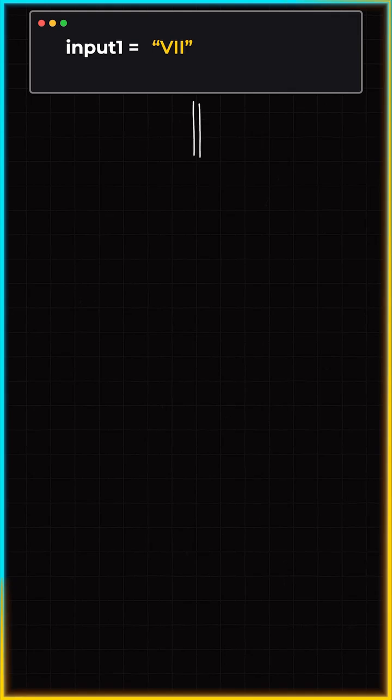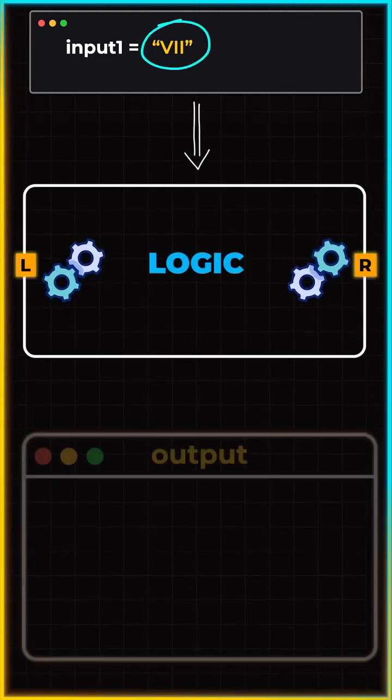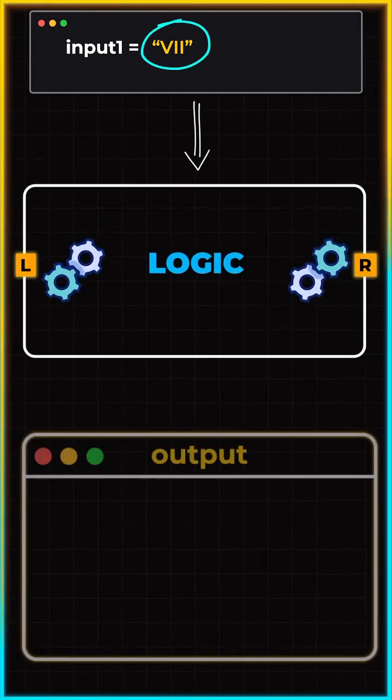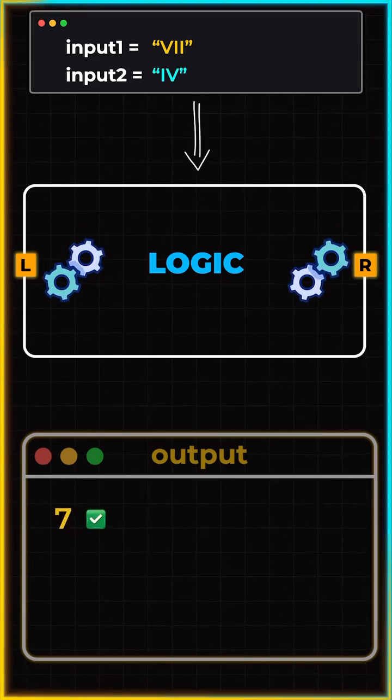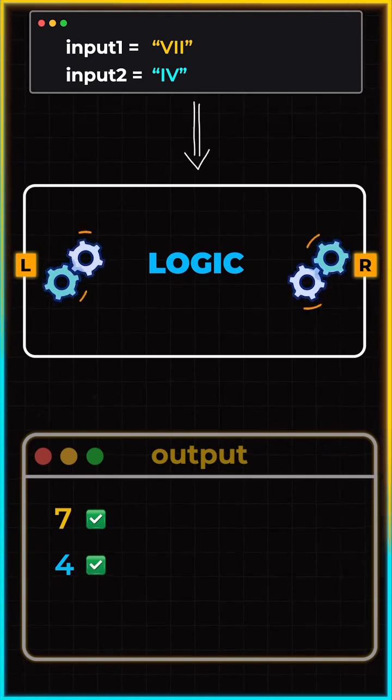Suppose we have been given a Roman numeral and we need to convert it into the corresponding integer format. We can easily say the output is going to be 7. Similarly, if the Roman number was, the output is going to be 4. But wait, here is an important thing to focus on.